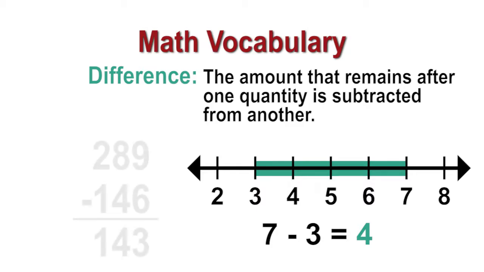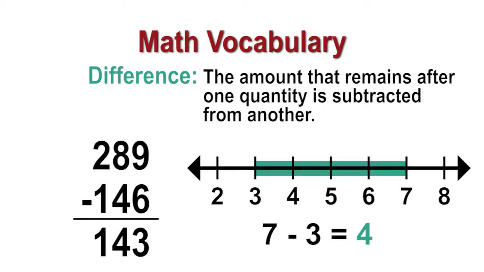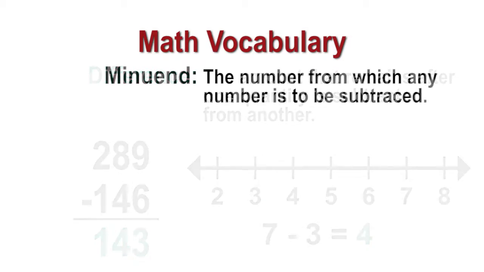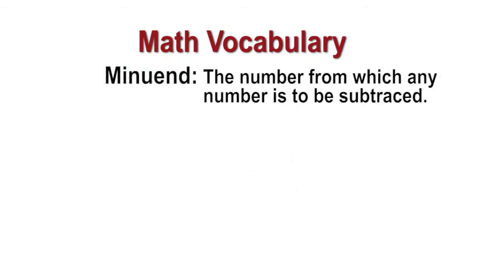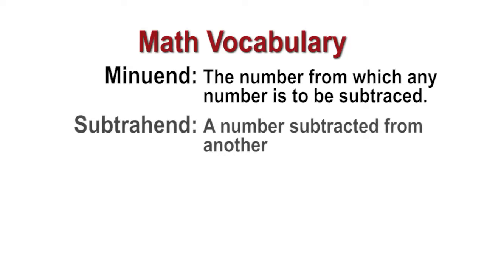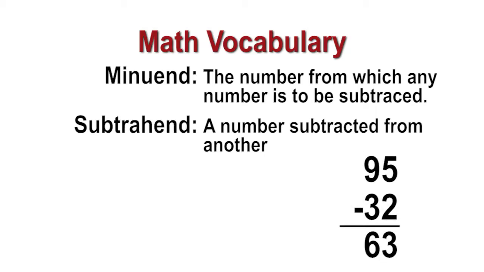For example, in the equation 289 subtract 146 is equal to 143, 143 is the difference. Minuend: the number from which another number is to be subtracted. Subtrahend: a number subtracted from another. In the problem 95 subtract 32, 32 is the subtrahend and 95 is the minuend.